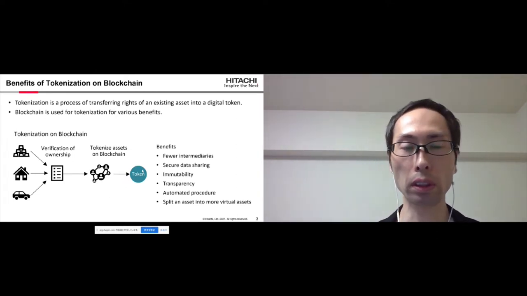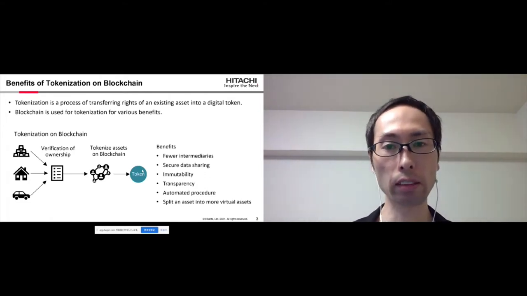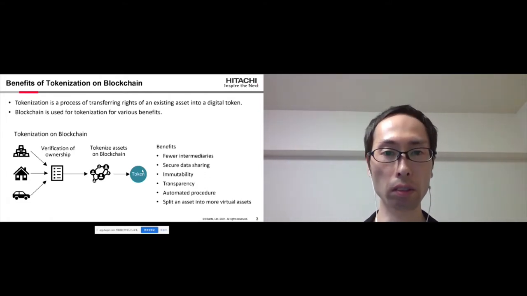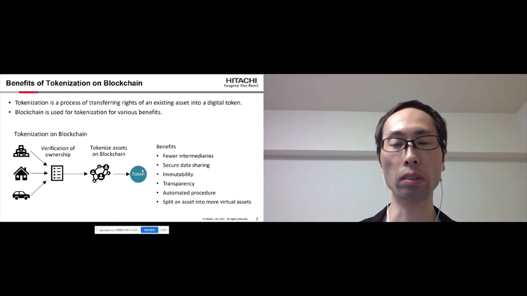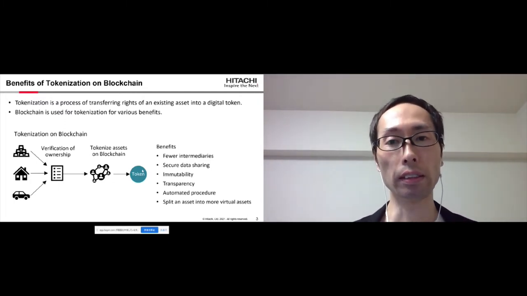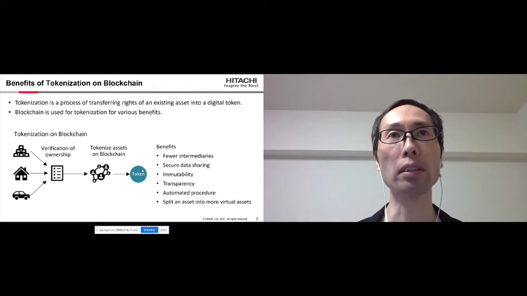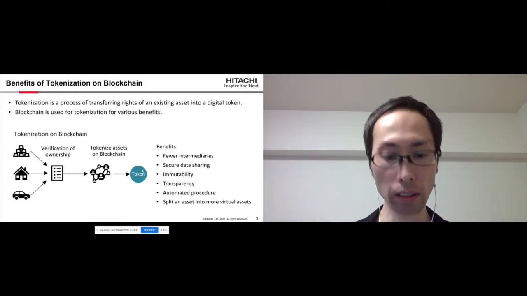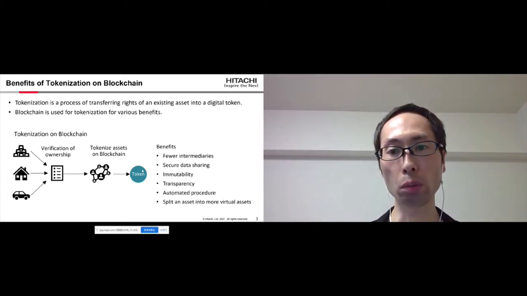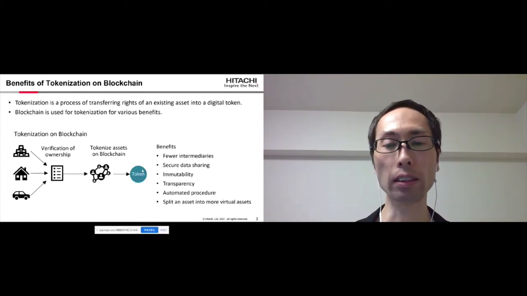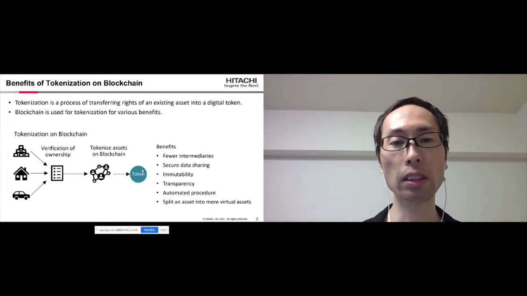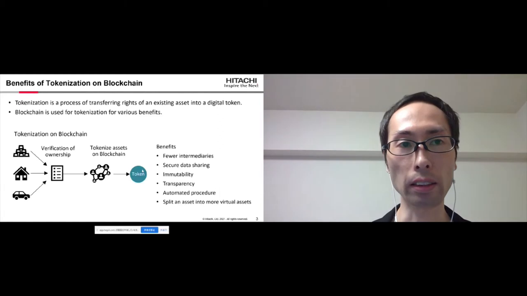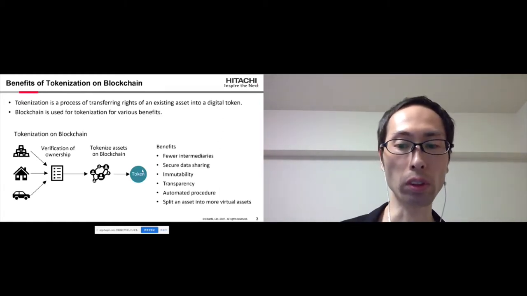We use blockchain for various benefits. If we use blockchain for tokens, we can reduce the intermediaries, and the asset is stored on secure and immutable database, so we can track the history of assets. And we can also split an asset into more virtual assets. So these features will create new ideas. So we use blockchain for tokens.